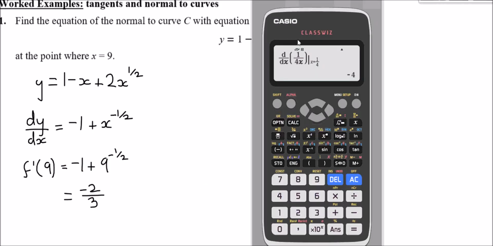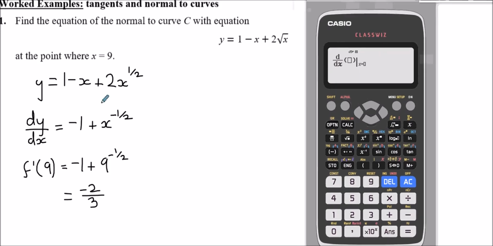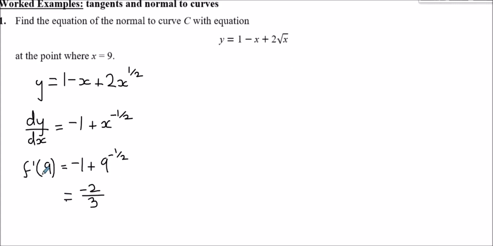Just to quickly recap, yet again, the power of the brilliant ClassWiz. You can do this on a ClassWiz by pressing shift integral and typing in the function you wish to differentiate. Let's imagine we want to be super lazy and not rewrite the initial equation into this form, so we just take it in this form: 1 minus x plus 2 root x. And we want to find the gradient of that where x is equal to 9. We get minus 0.6 recurring. For some reason it gives it as a decimal, which is the same as minus 2/3. So that's the gradient of the tangent when x is 9.